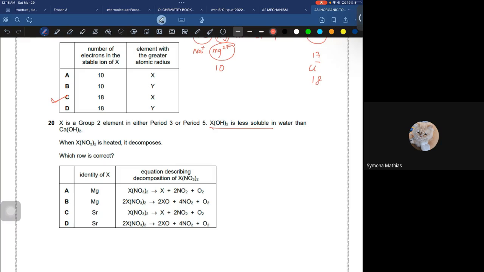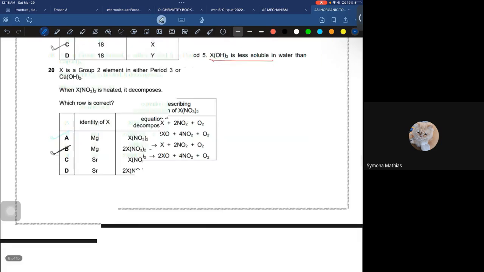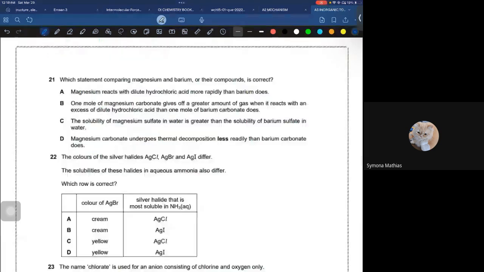I told you that whenever you decompose any metal nitrate, especially for group 2, they are going to give you metal oxide, nitrogen dioxide and oxygen gas. Of course, option B is correct. So you must know the solubility of the group 2 hydroxides in this question. 21. We have a few minutes. You can do 21 as well.